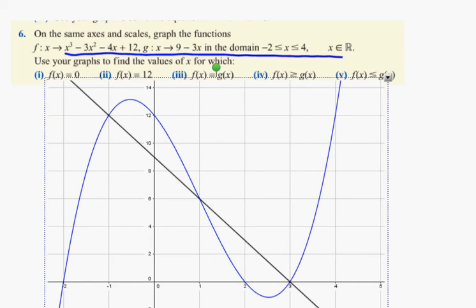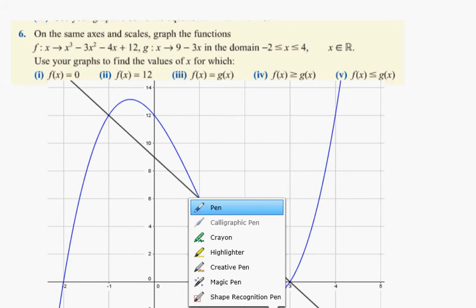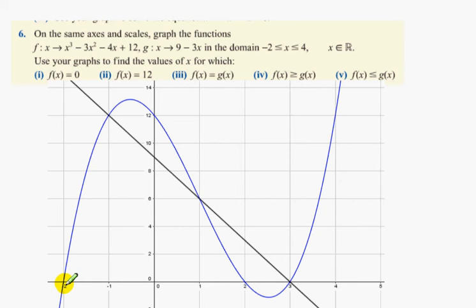What's the first question asked me? If it says f, is it talking about the curve or the line? If it says f in the question, is it talking about the curve or the line? F refers to the curve, g refers to the line. So f of x equals 0. Where is the curve's output equal to 0? Well, minus 2, 2, and 3. Everybody alright with that? Minus 2, 2, and 3.